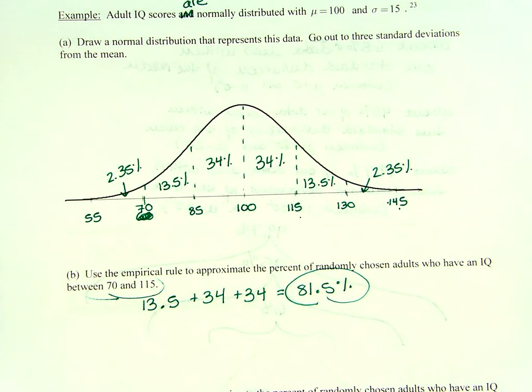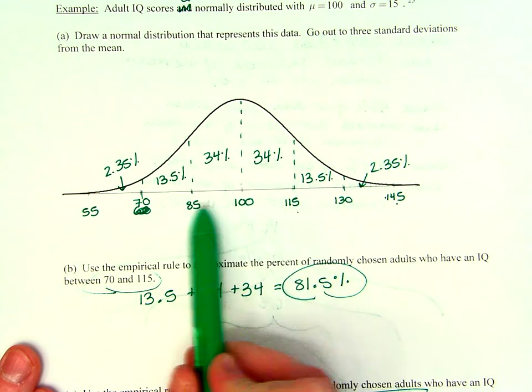In the last class, we looked at the empirical rule to figure out what percent of people lie within a certain region. So on page 24, we were looking at adult IQ scores. And in part B, I asked you what percent of adults had an IQ between 70 and 115, for example. And we did that by just adding up our sections over here.